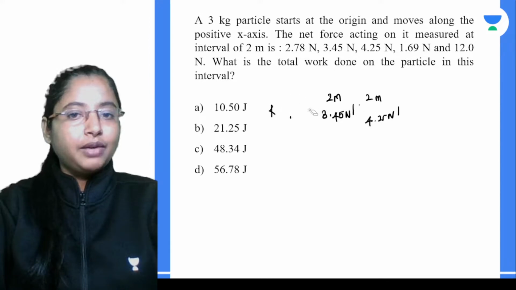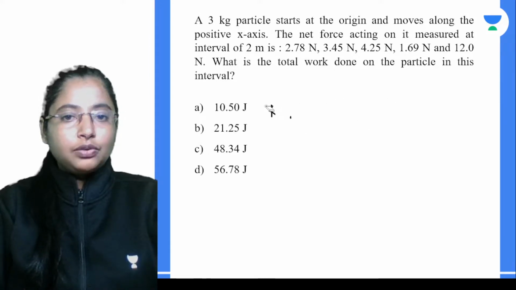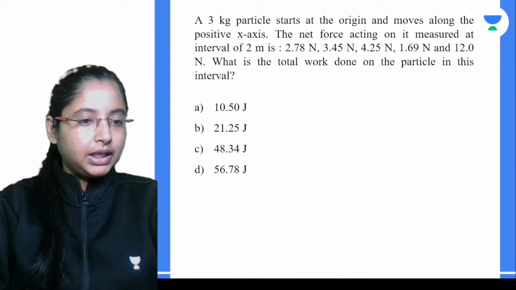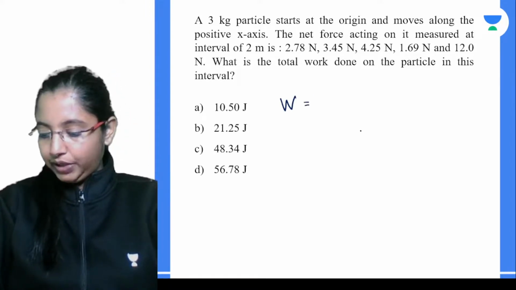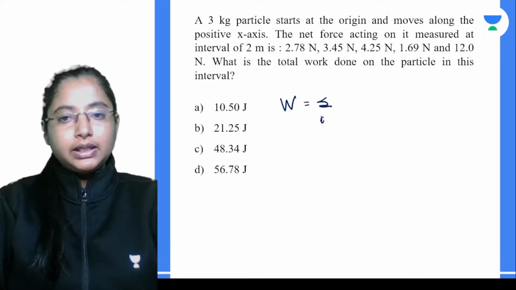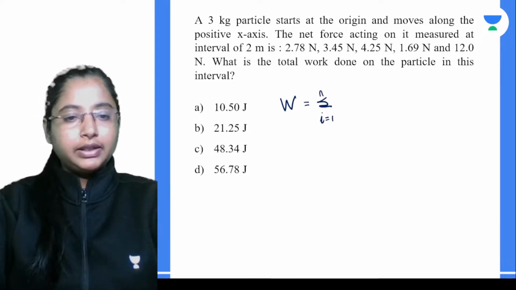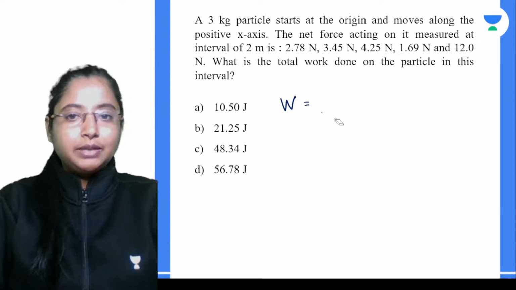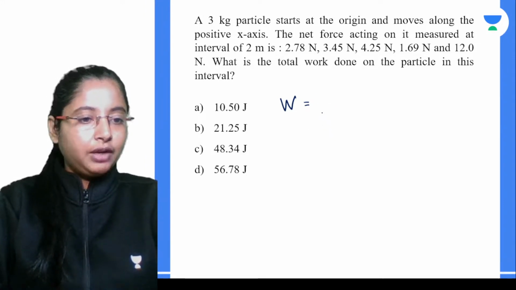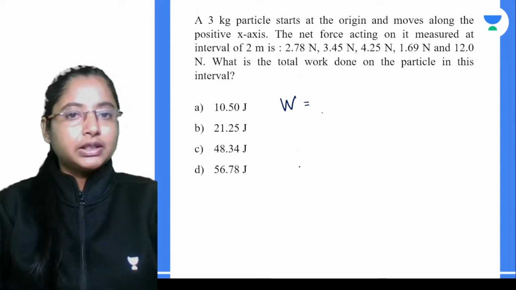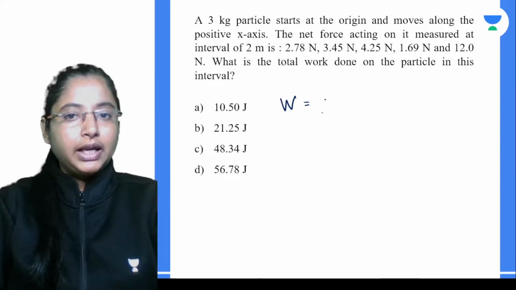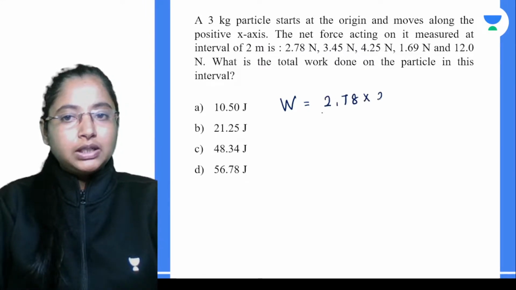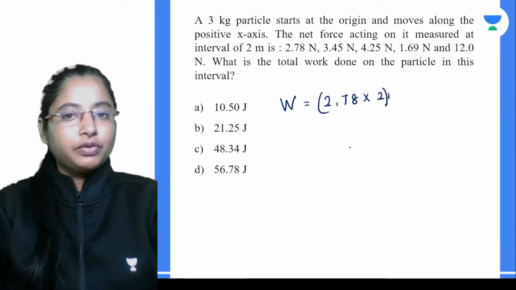So this is work done by a variable force. In this case, the total work done will be the sum of the individual works, with i equal to 1 to n. In simpler terms, we can find the displacement for every case. For the first 2 meters, the displacement is 2 meters, and the force applied is 2.78.